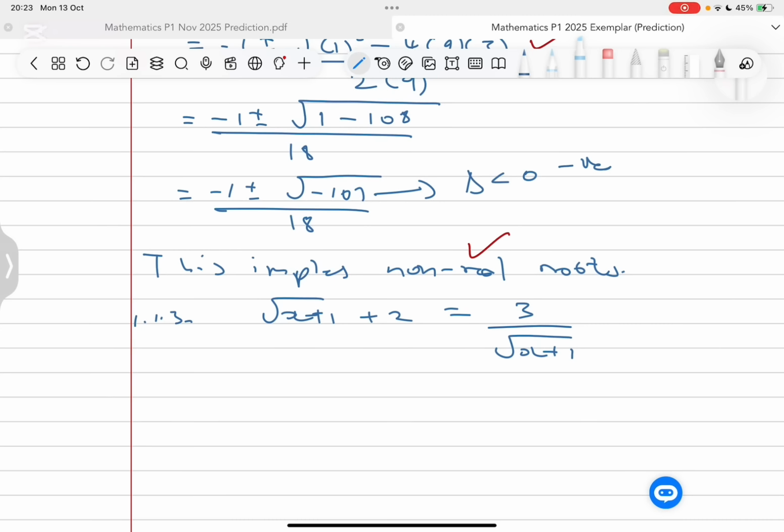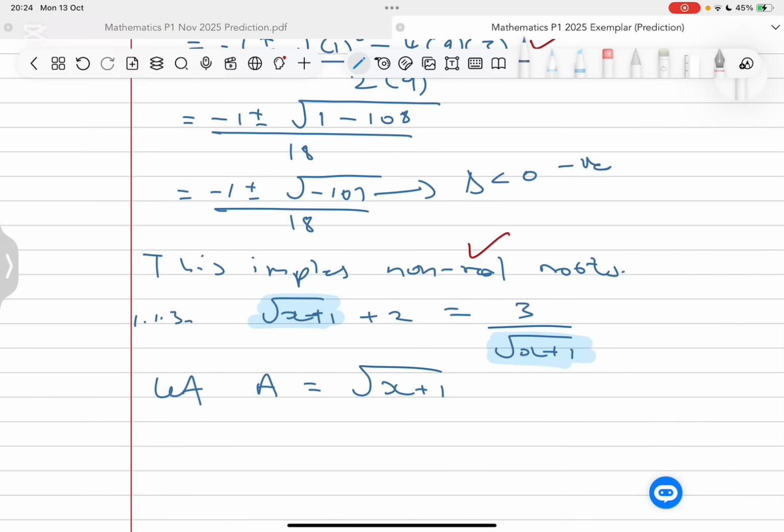The easiest and fastest way to solve this problem is to notice that the square root of x plus 1 appears here and it also appears on the right hand side as well. It's exactly the same type of expression. So what I can do is say, let a, I'll use the letter a here, you can use any letter, let a be equal to the square root of x plus 1.